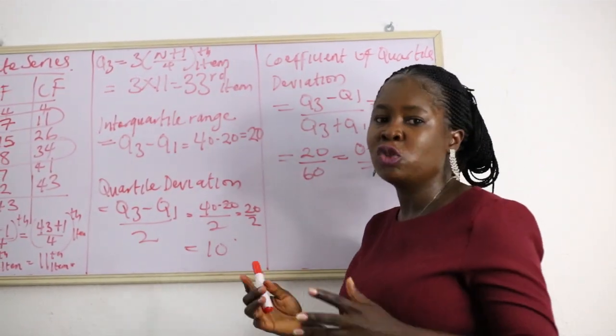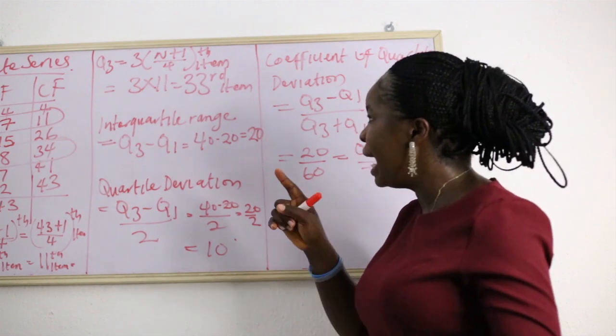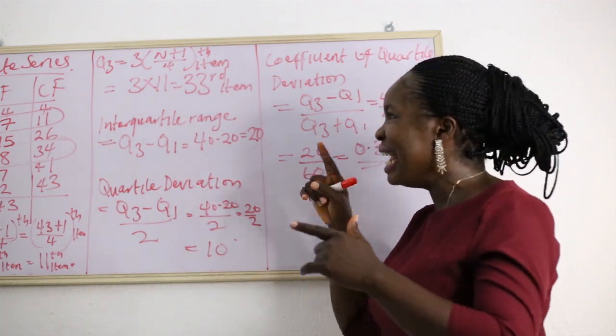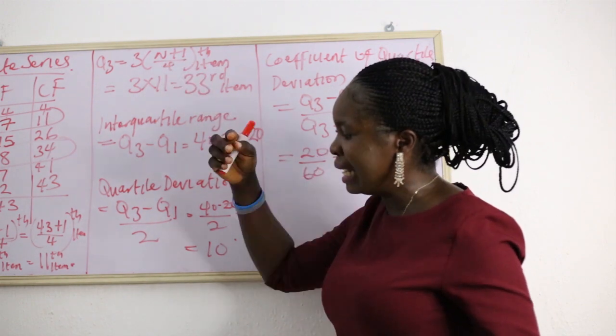So we do the same process for Q3. Q3 is 3 into bracket n plus 1 divided by 4, nth item.